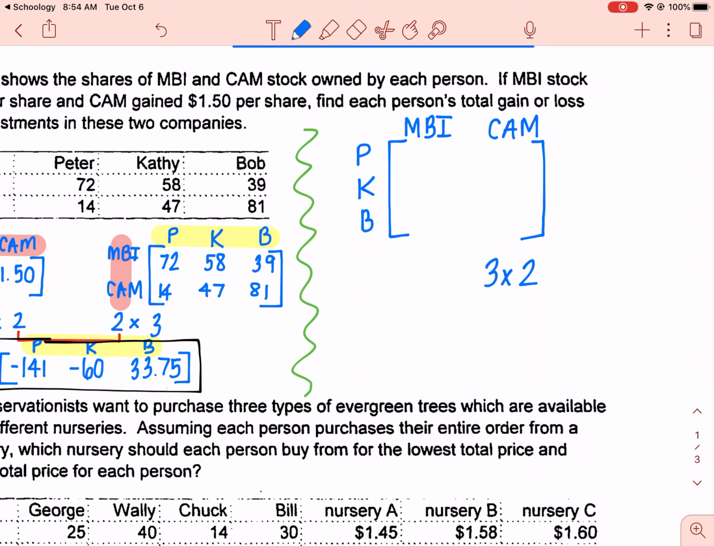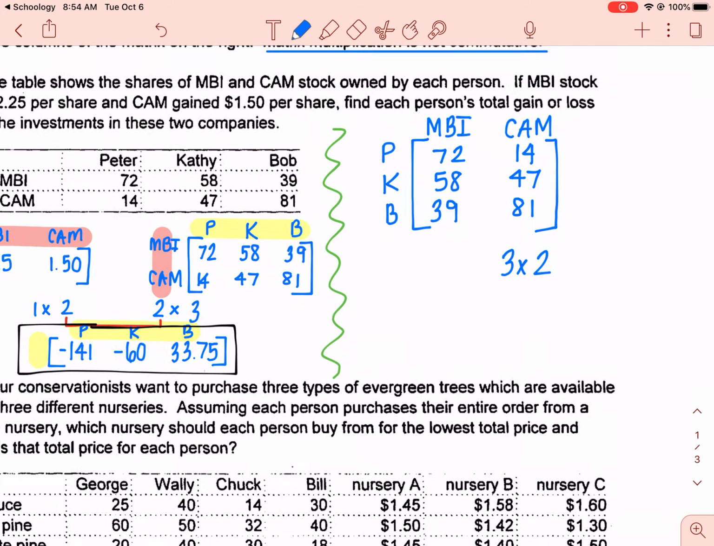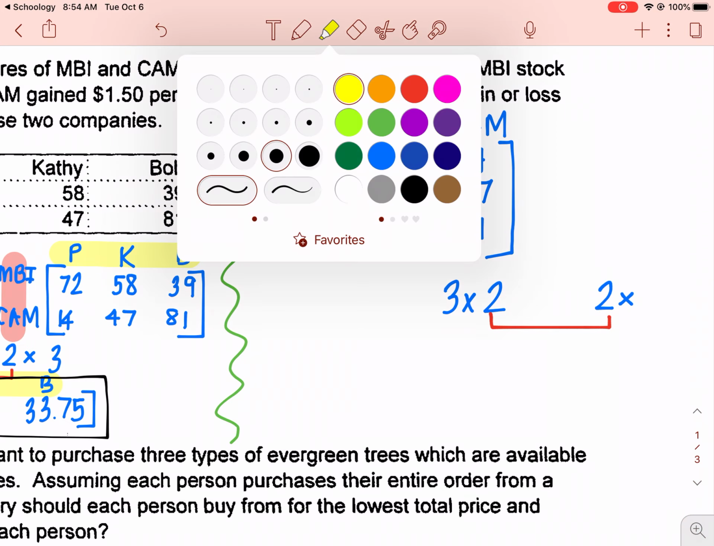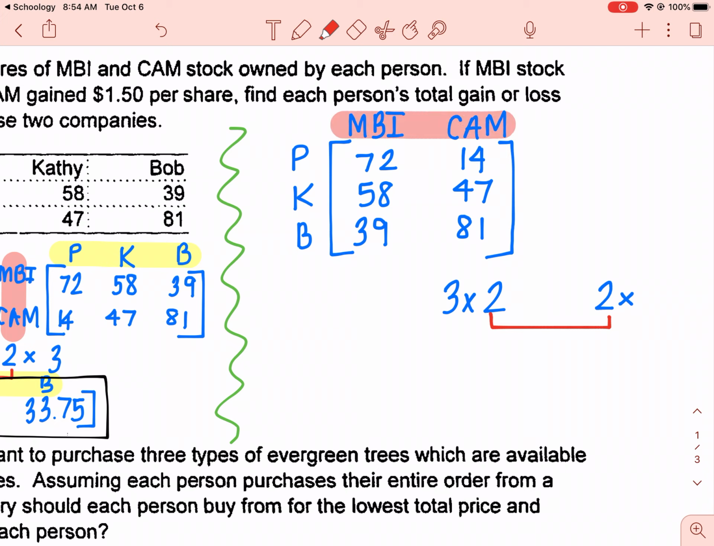Again, just match up column and row. This would be 72, 58, 39, 14, 47, 81. Now because that's a 3 by 2, I need to multiply by a 2 by something. These need to match, which means these labels need to match. MBI and CAM have to match the rows of the next column.